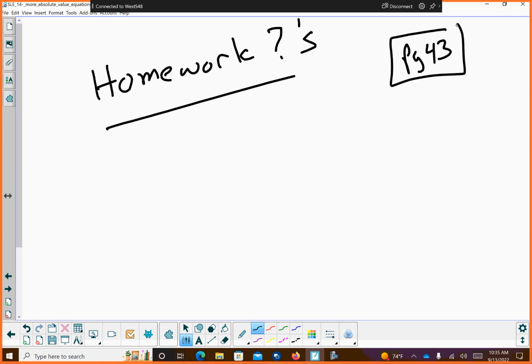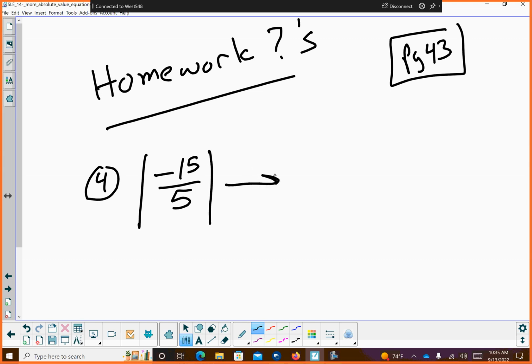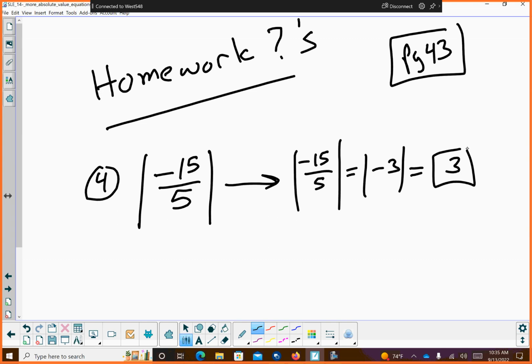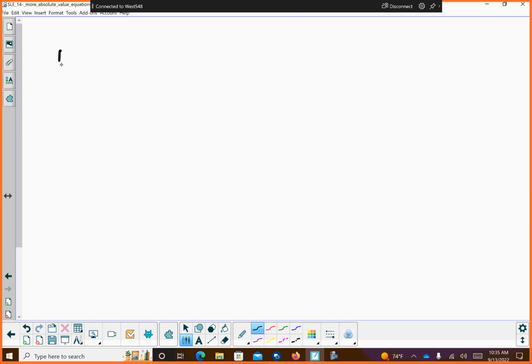I'm on page 43, and I've already been asked to do number 4. So number 4, we have absolute value of negative 15 over 5. So if I just had negative 15 over 5, that gives me negative 3. But now I have the absolute value. So what's the absolute value of negative 3? Positive 3. Okay. So that's how you do problem number 4. And then number 10, you said it as well? Okay. Number 10.